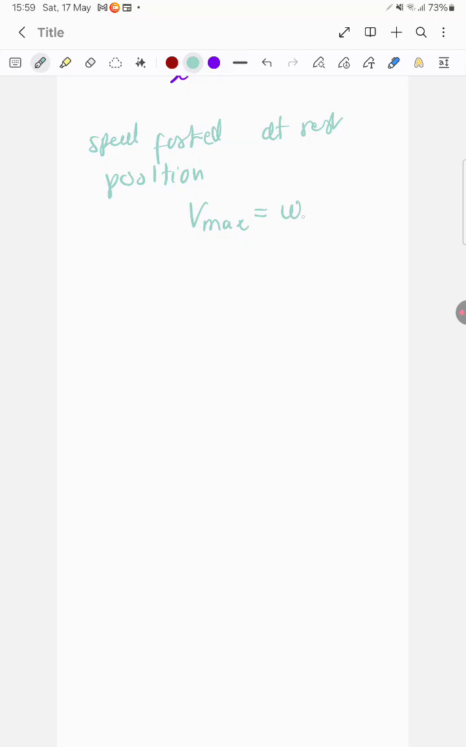omega x naught. Even though we use the maximum displacement, where the speed is not fastest, we use that in the formula. Does that make sense, right? Yes.